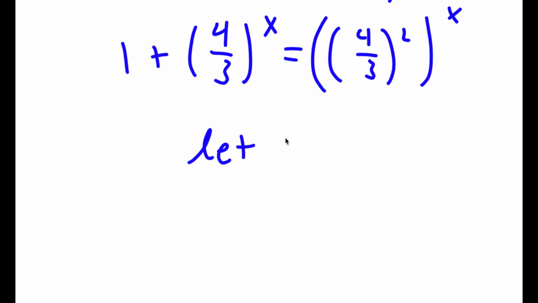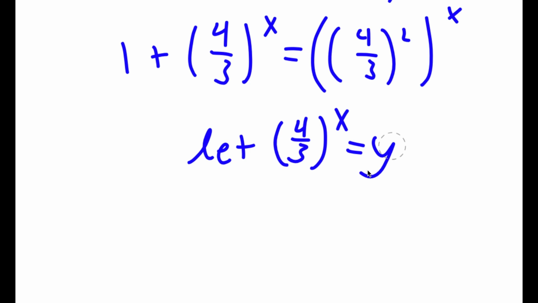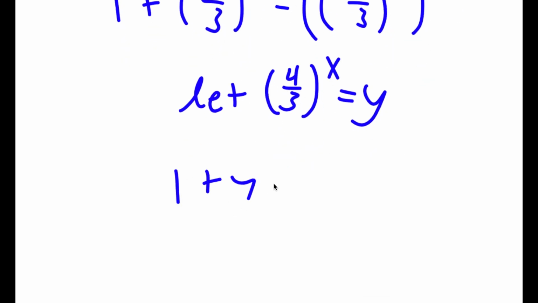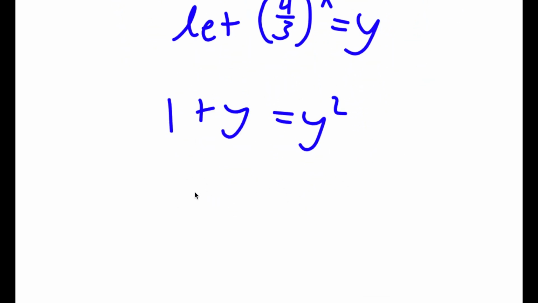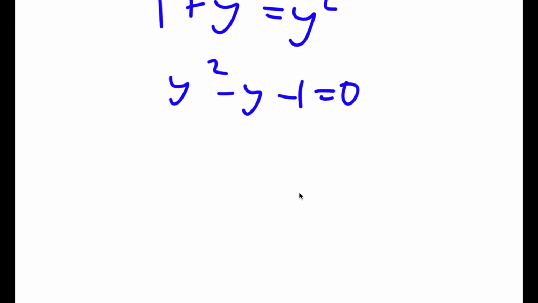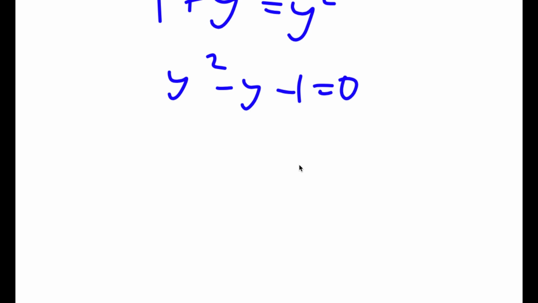And if I let (4 over 3) to the power of x equal to the variable y, I get 1 plus y is equal to y squared. This is the same thing as y squared minus y minus 1 is equal to 0. Now, by using the quadratic formula, I'm not going to do it now, but you should get that y is equal to 1 plus or minus the square root of 5, over 2.